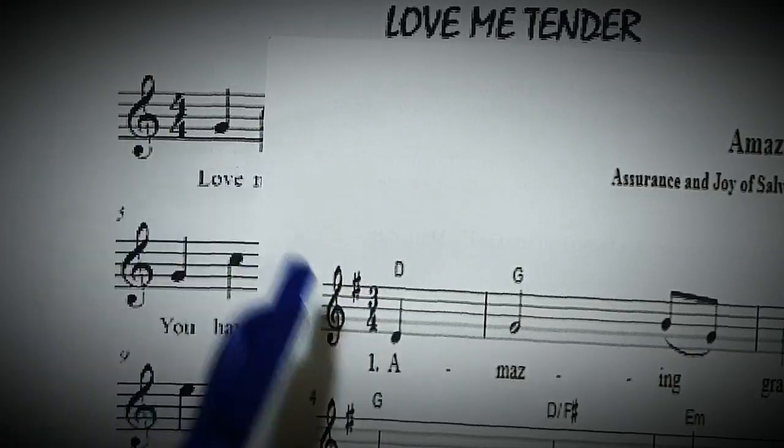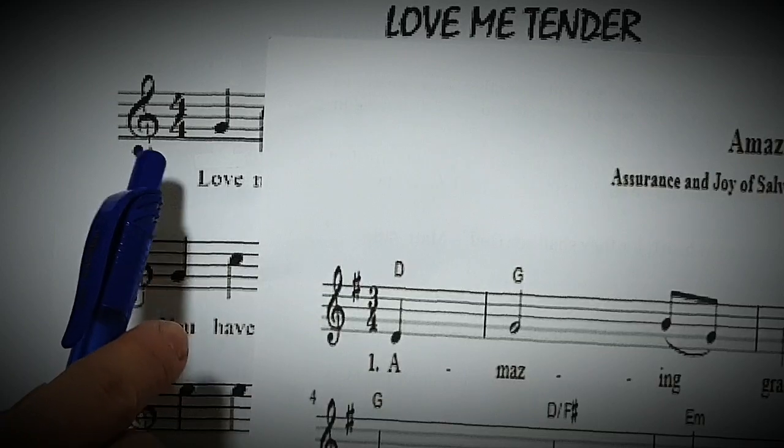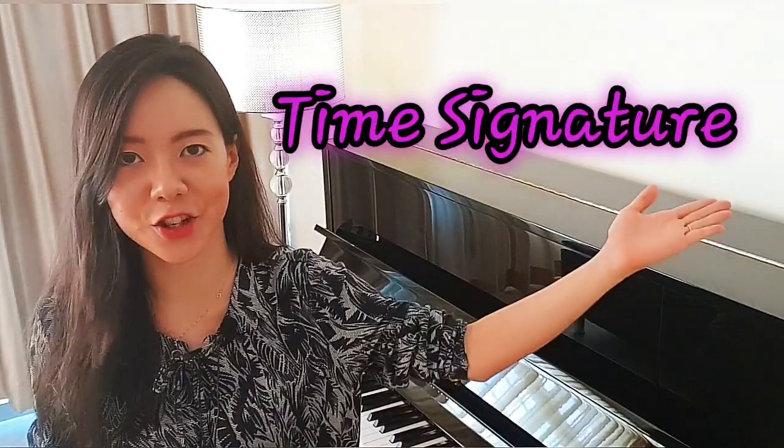What do these numbers mean? Why is it sometimes 3/4? Why is it sometimes 4/4? That is not a fraction. It is called a time signature.